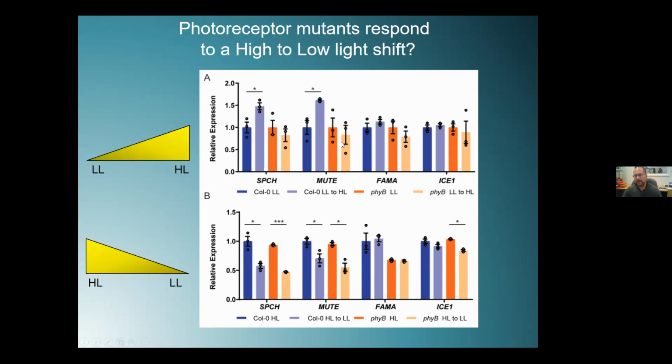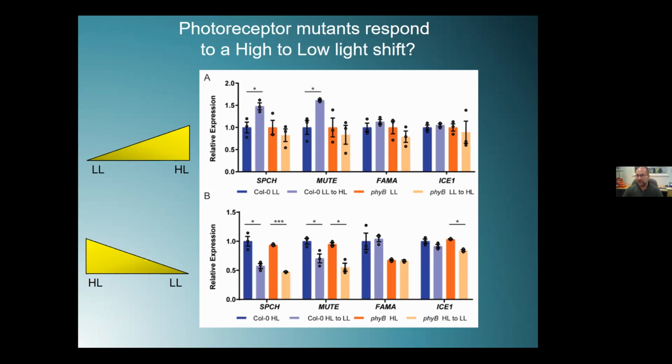But if you do the opposite experiment and go from high light to low light, now the photoreceptor mutants do respond. And they're responding essentially the same as a wild-type plant does. So there's something different about going from low light to high light. It's not the reverse process of going from high light to low light. So this is not the same as climbing up a set of steps and just going back down the steps. Something different is happening in the mechanisms here. And we wanted to investigate this.